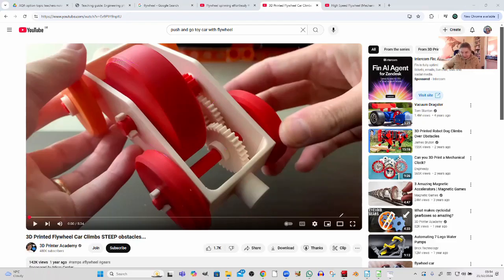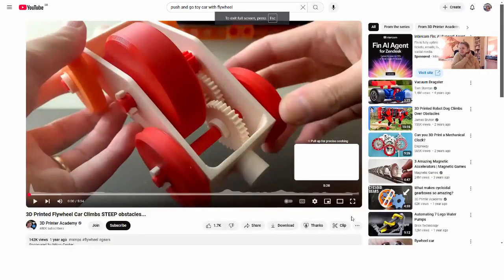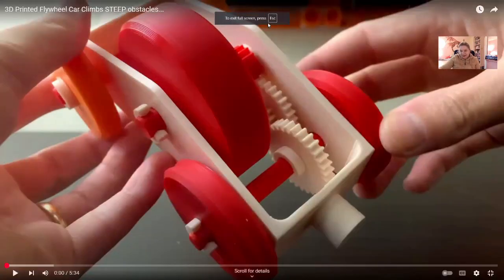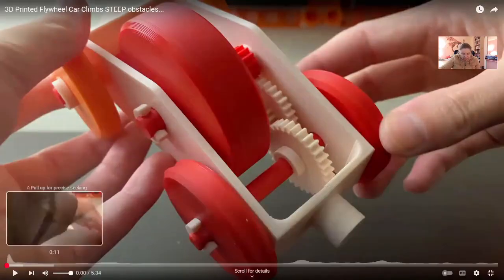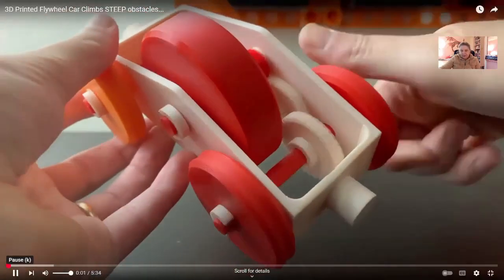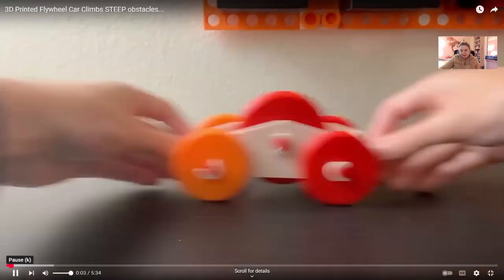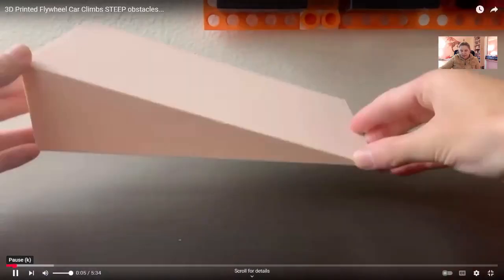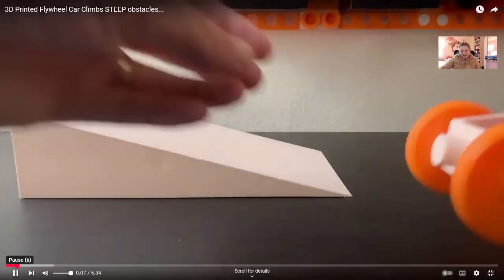Okay, let's clear those and let's make it larger, and I can show it working. So that's spinning up the flywheel. Woo! And off it goes.